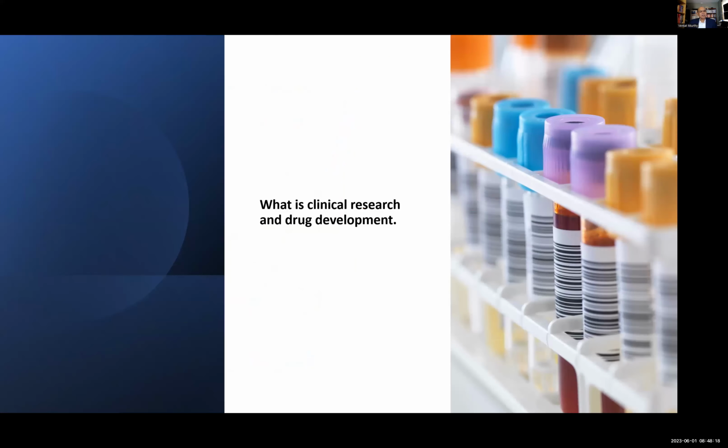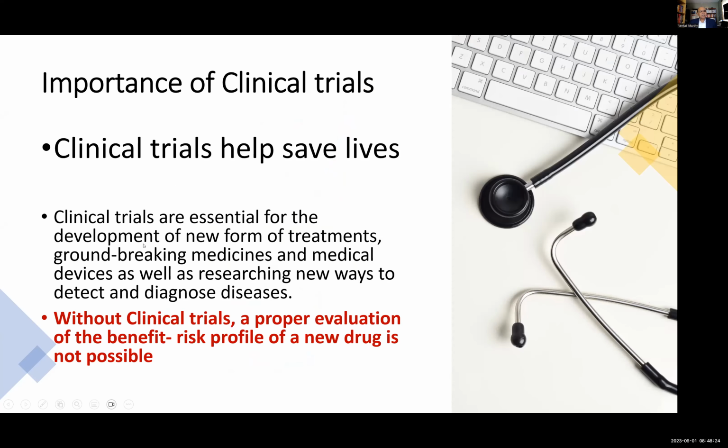Now, what exactly is clinical research and drug development? Clinical trials are essential for the development of new forms of treatments, groundbreaking medicines and medical devices, as well as researching new ways to detect and diagnose diseases. Without clinical trials, a proper evaluation of the benefit and risk profile of a new drug is not possible. If you want to use any drug, almost 10 to 15 years of trials go on, and only then does the drug come to market. So without clinical trials, a proper evaluation of the benefit-risk profile of a new drug is impossible.